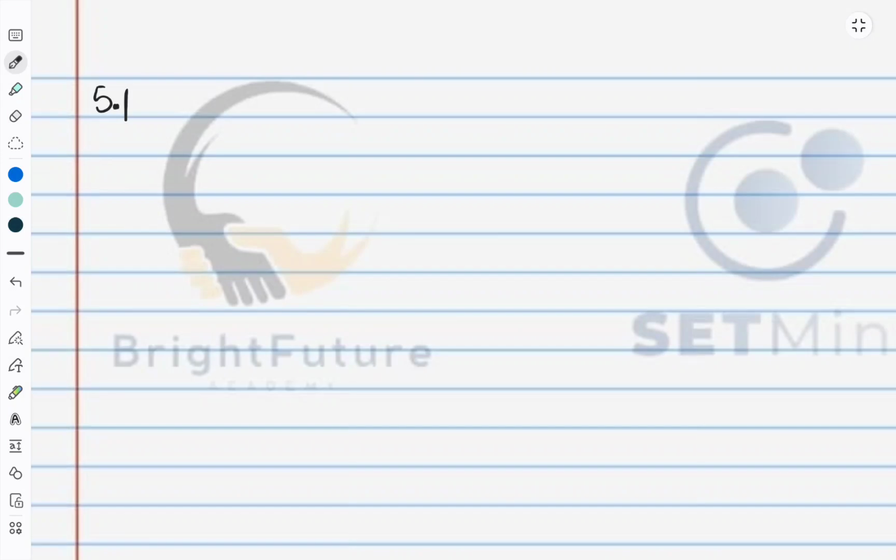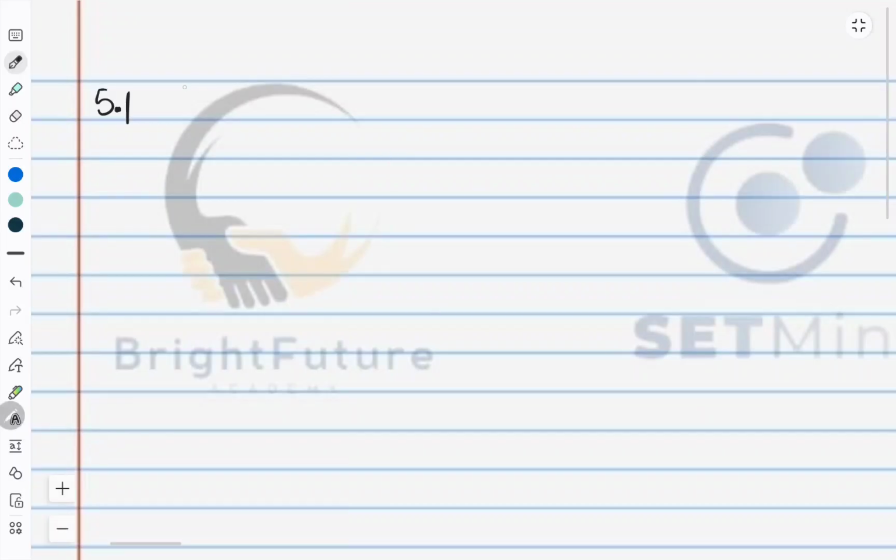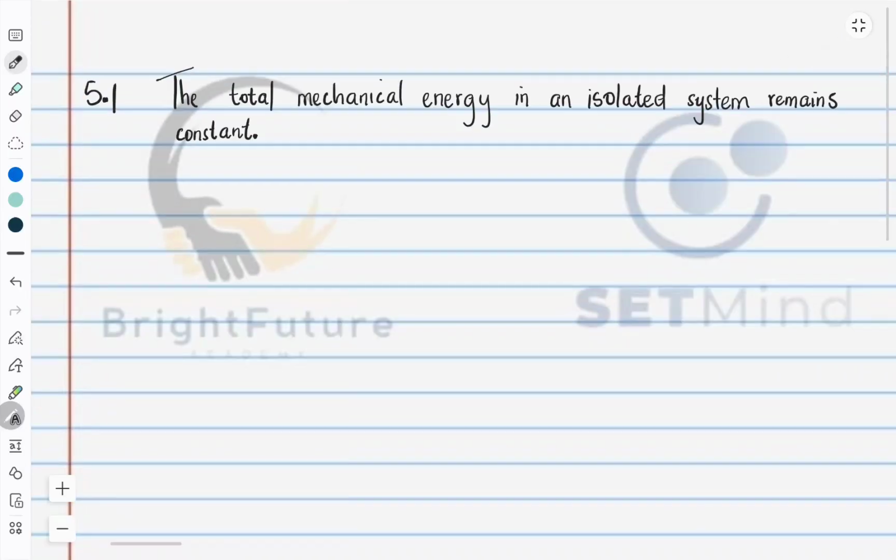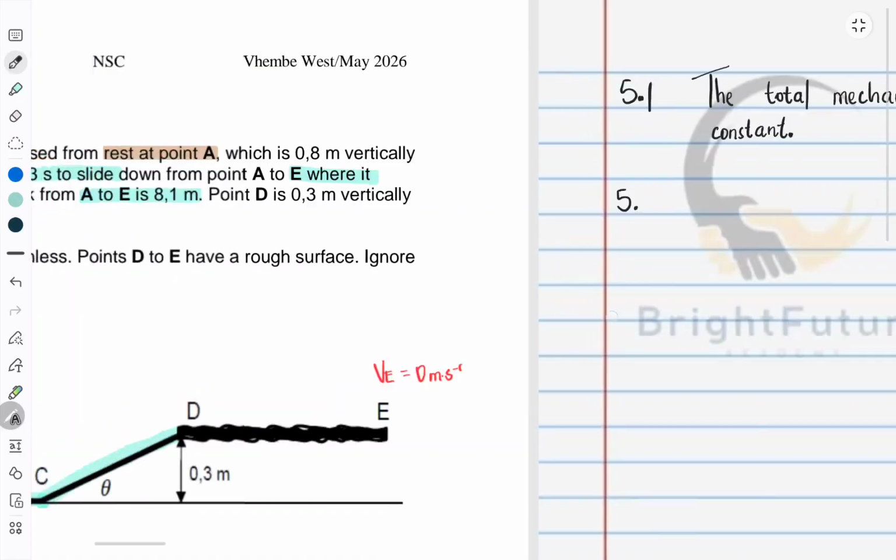Now, how you state it, and this is the easiest way to state it by the way, is: the total mechanical energy in an isolated system remains constant. That's all. So that's all you'd have to say in terms of stating this principle.